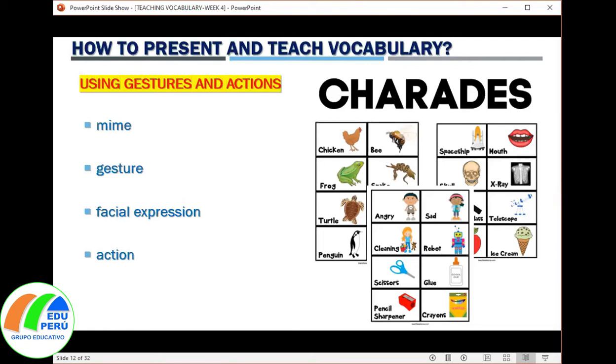So the student here is doing something, he's moving, and the other students must guess what the word is. So notice, this is another form to present and teach vocabulary using gestures and actions.